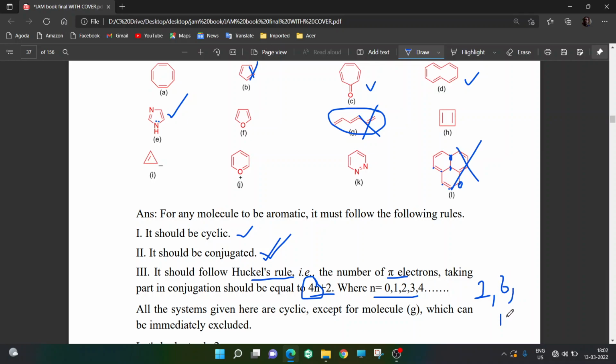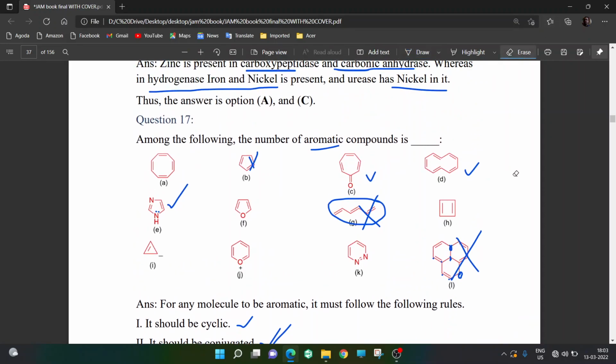So if the number of pi electrons which are conjugated is 2 electrons or 6 electrons or 10 electrons, then we will say they are following Huckel's rule, that is 4n plus 2. Otherwise it is not aromatic. And let us look at them. So let us look at this one. How many electrons are there? 1, 2, 3, 4, 5, 6, 7, 8. Each pi bond has 2 electrons, since there are 4 pi bonds, it is 8. So it rather follows what is called the 4n rule, where n is equal to 2, so 4 into 2 equals 8.